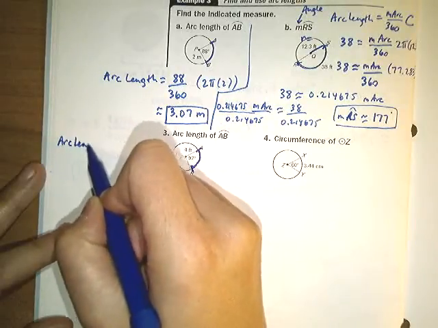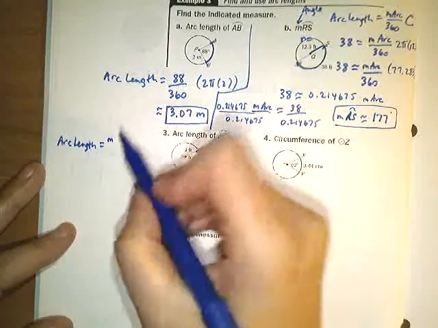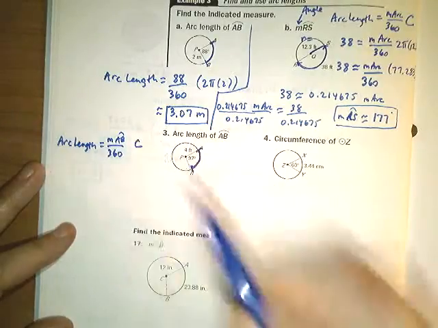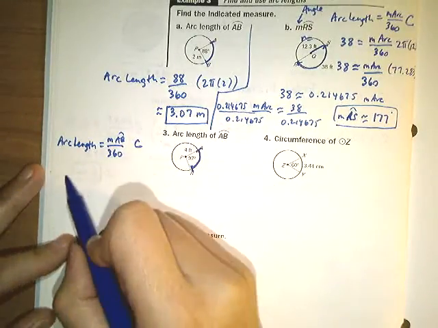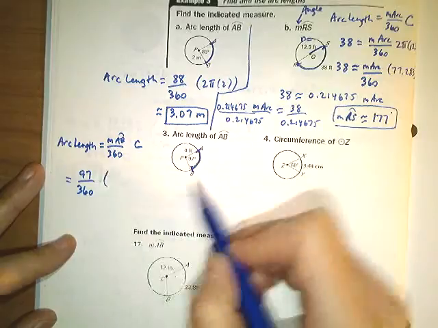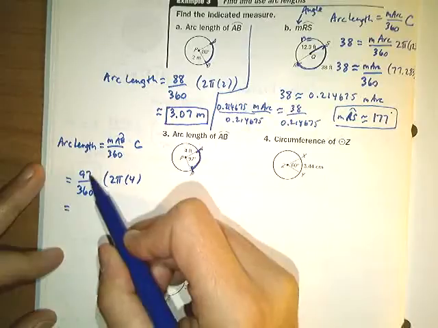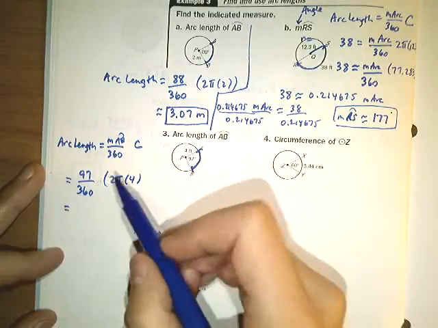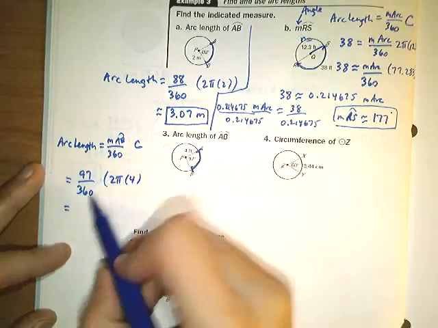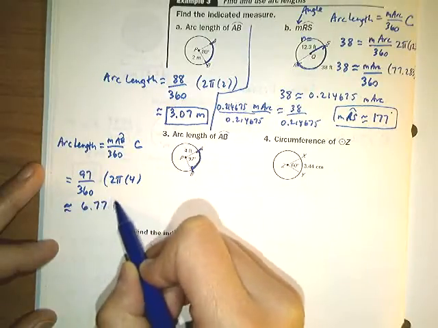So, for number 3, the arc length equals the measure of the arc divided by 360 times the circumference of the circle, right? So if we want to find the arc length, that would be 97 degrees out of 360, and then the circumference would be 2 pi r. So if I take 97, divide it by 360, take that answer, multiply it by 2, multiply by pi, and multiply by 4, I get approximately 6.77 feet.